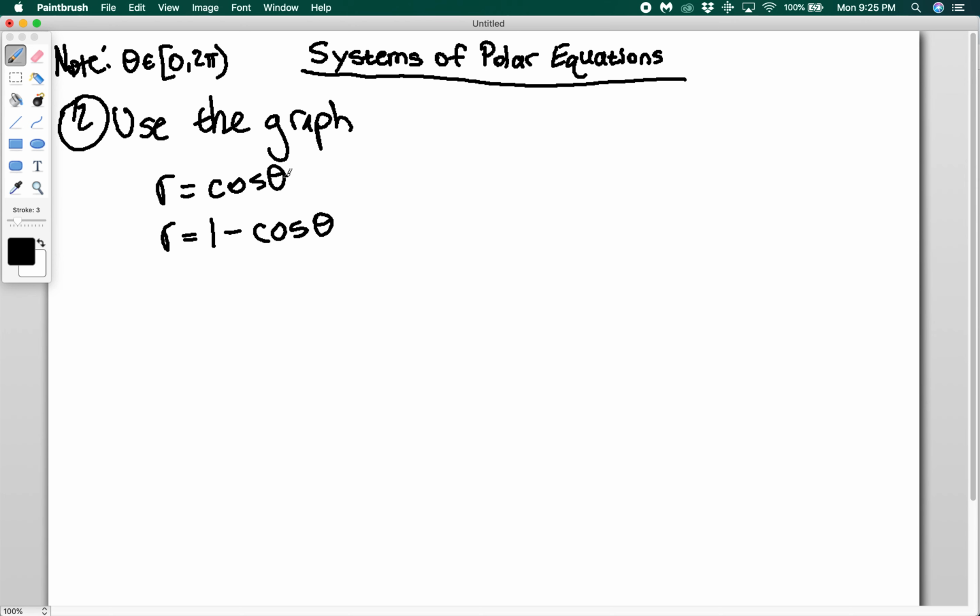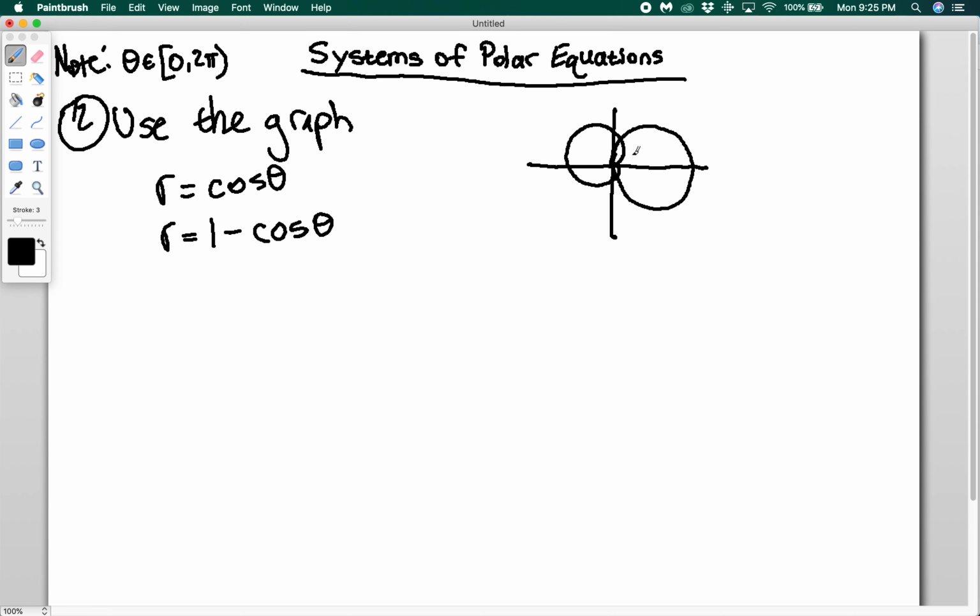So this is a circle that passes through the pole. This is a cardioid, right? Because a over b is 1. So if I graph this, then what I'm going to have is a circle like this, and a cardioid like this.